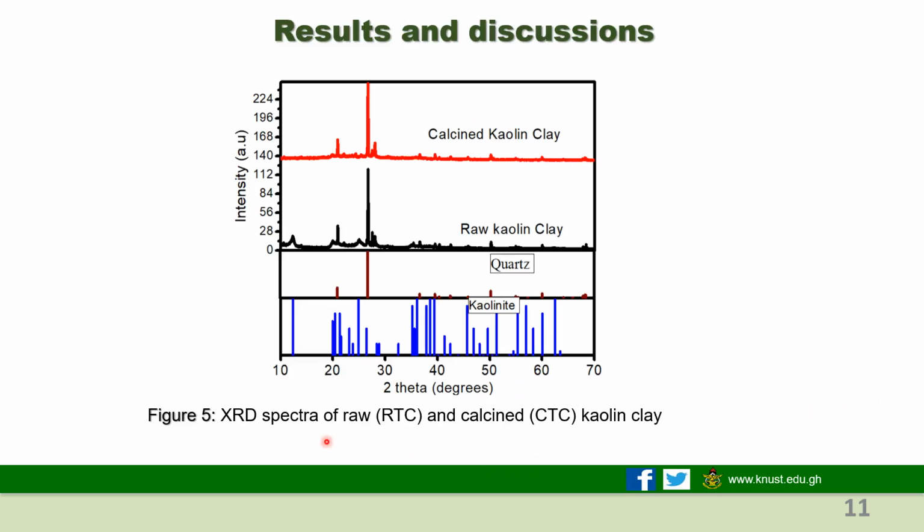XRD spectra of raw and calcined kaolin clay. The XRD spectra reveal the presence of quartz as well as kaolinite in the clay samples. These were the main minerals in the sample.